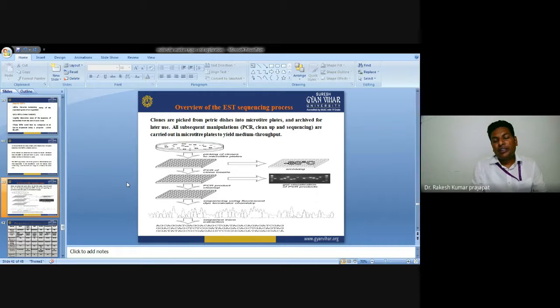This is the overview of the EST sequencing process. The clones are picked from the library into microtiter plates and archived for later use. All subsequent manipulations, such as PCR, cleanup and sequencing, are carried out in microtiter plates to yield medium throughput. This is the generalized outline of the EST sequencing protocol.